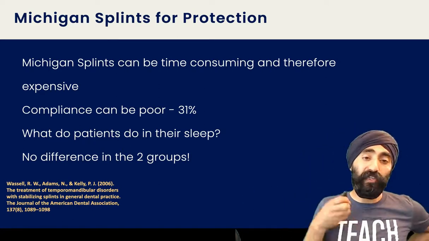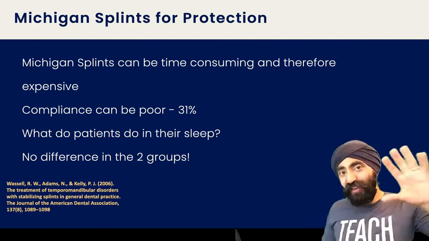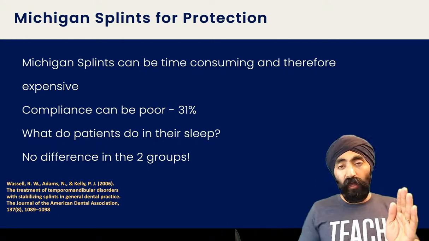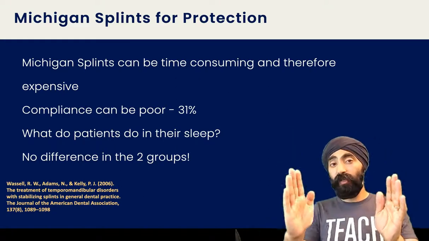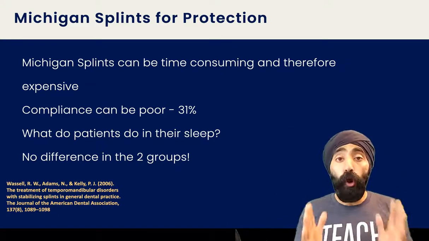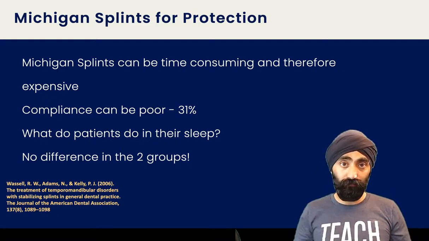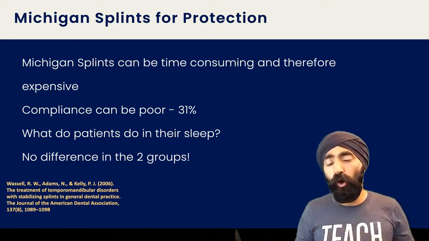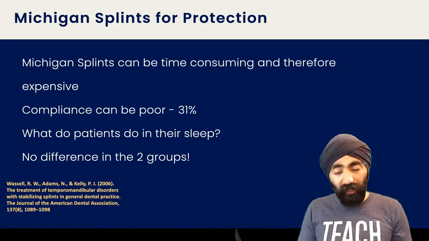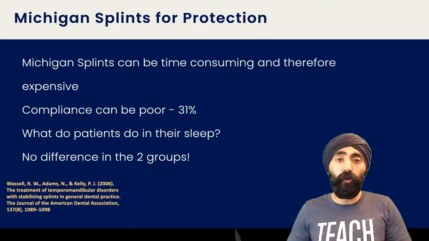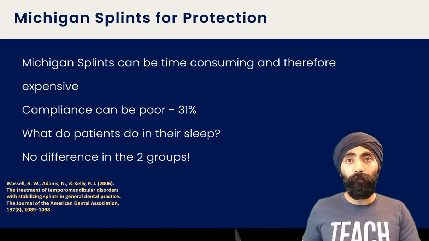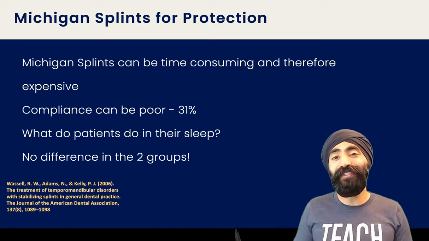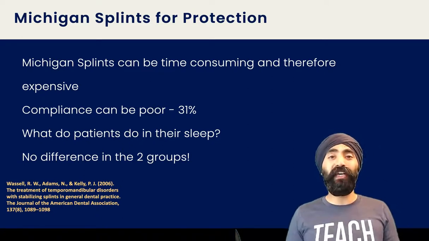What they actually found in this Wassel study is that whether they give a population of people a well equilibrated Michigan splint, versus palliative advice only and conservative care, both groups got better, right? So the splint versus no splint and just advice only, both groups got better, okay? Like I said before, that doesn't mean that Michigan splints aren't good. I do prescribe them and they can work as well. But the point of this slide was that the compliance is not going to be great, especially when you're giving it to someone for protection.